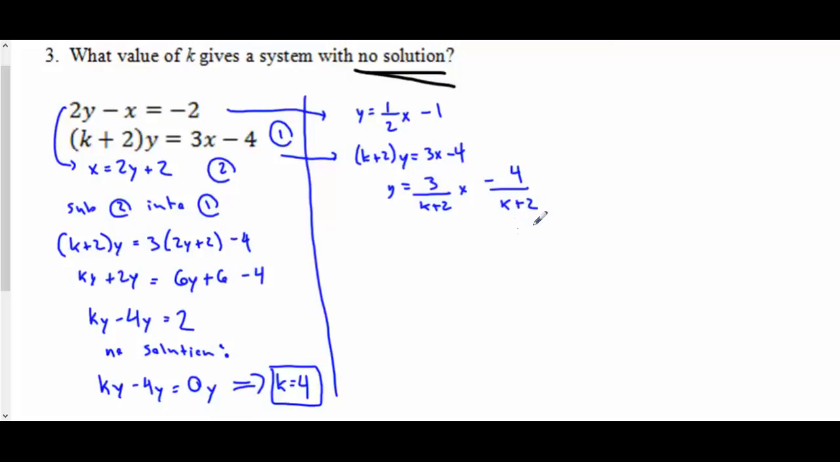To find a scenario with no solutions, I don't really care about the y-intercept as long as it's not the same as the other equation. What I'm really trying to do is get the slopes to match here. So for the slopes to match, that means that 3 over k plus 2 has to be the same as a half.